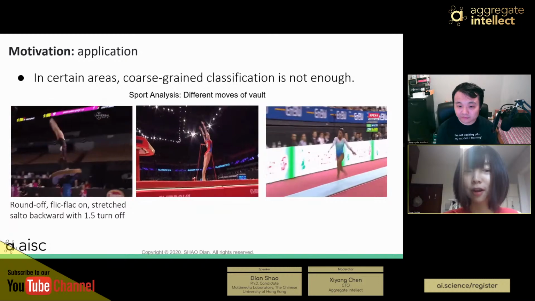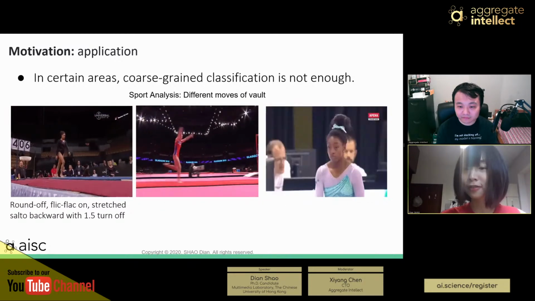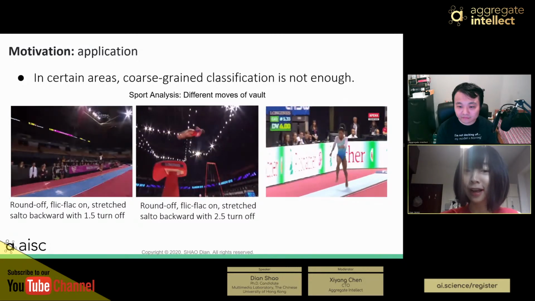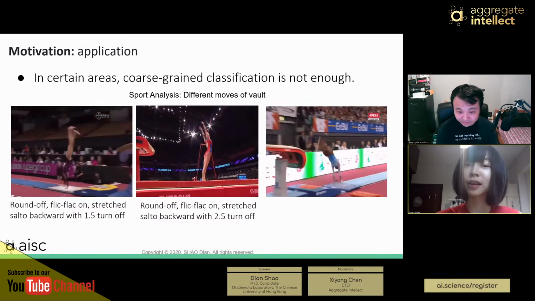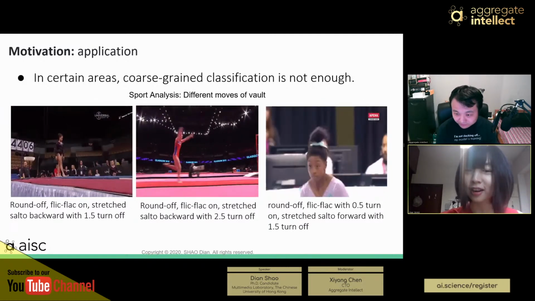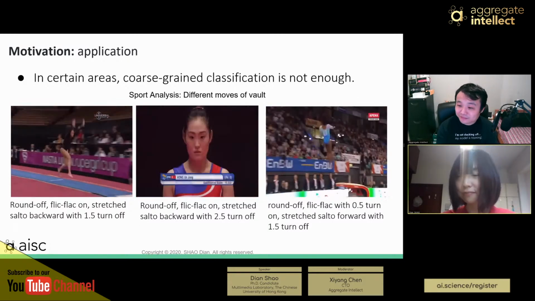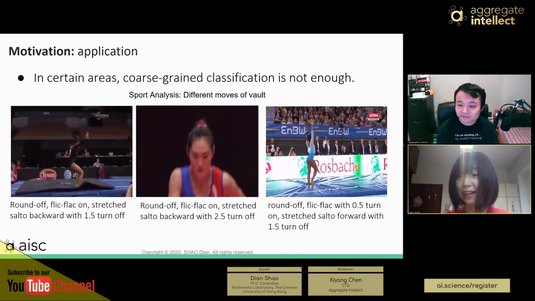The first one is round-off, flic-flac on, stretch, salto backward with 1.5 turn off. The second one is round-off, flic-flac on, stretch, salto backward with 2.5 turn off. The third one is round-off, flic-flac with half turn on, stretch, salto forward with 1.5 turn off. So they sound very similar, right?